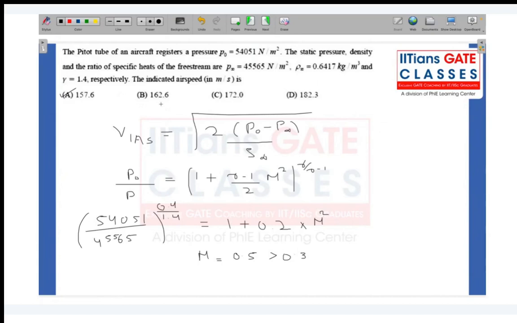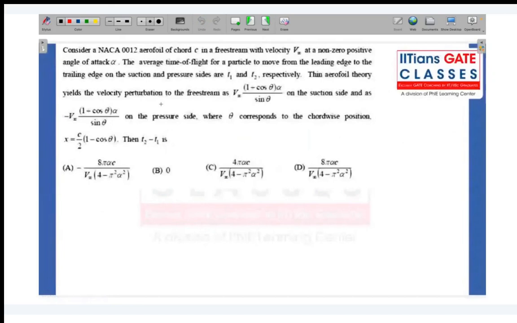Now let's go to this problem. Consider a NACA 0012 airfoil of chord C in a free stream with velocity V infinity. So you have a NACA airfoil whose chord length is C, and let's say it's a symmetric airfoil, the free stream velocity is V infinity, and the chord length is C, right? And the angle of attack is alpha.